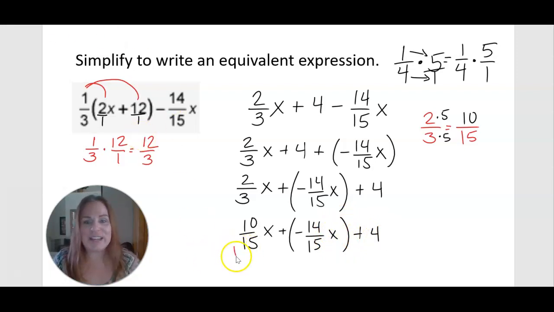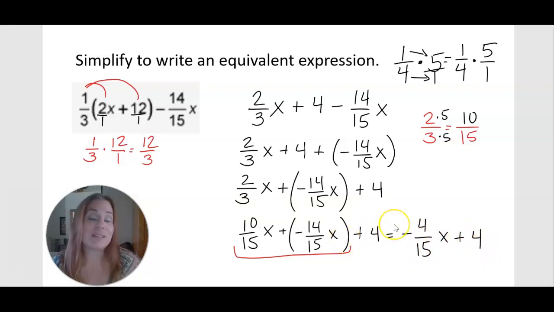All right, so close. Now we just have to add these two rational terms together. So we're only looking at the top, right? Because when we add or subtract fractions, we just keep the denominator the same. So if I've got 10 on the positive team and 14 on the negative team, the negative team wins by 4, right? So this is going to be negative 4/15 x. And then I just have this plus 4 hanging out because I have nothing to combine it with. So it just stays like that.